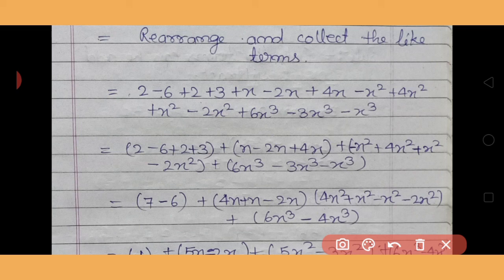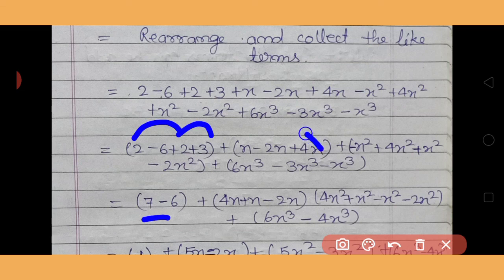Now solve it. All the positive numbers will add, and the negative numbers will add, and then subtract the positive and negative numbers. Here in the first bracket, 3 numbers are positive, so they will add. 3 plus 2 plus 2 is equal to 7, and minus 6 remains, so it became 7 minus 6.